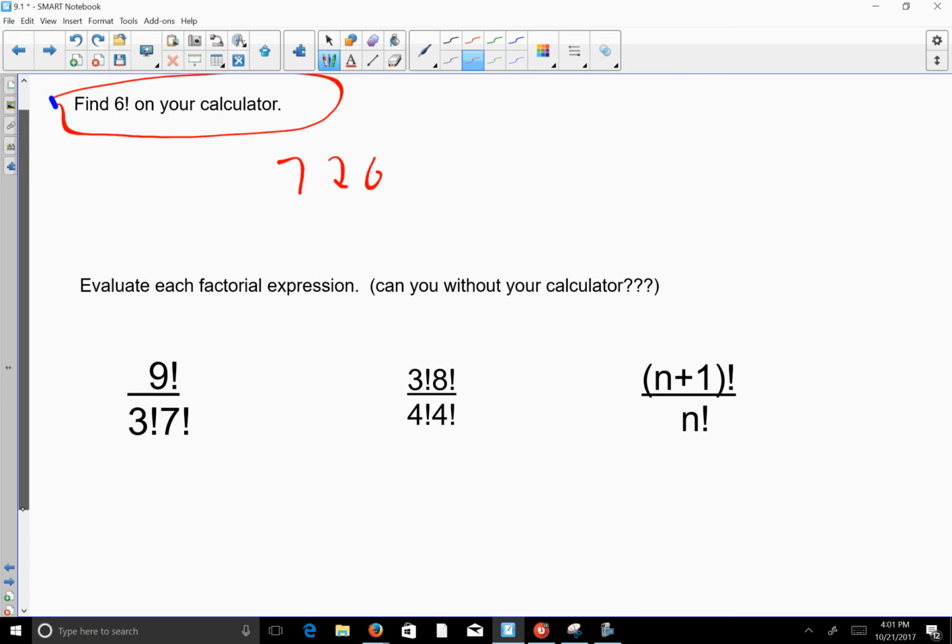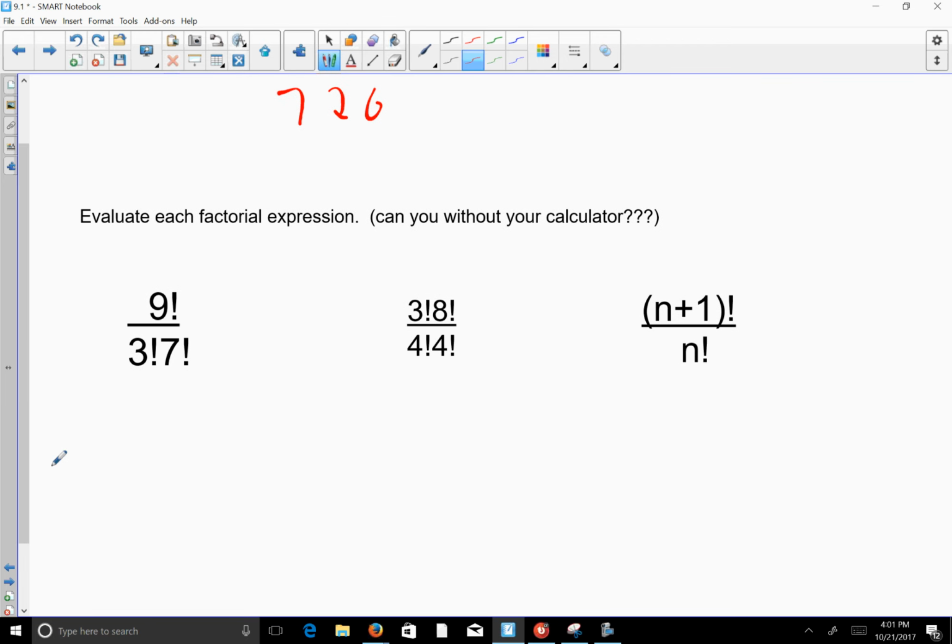Now some of these, before I pick up my calculator, you can do without your calculator. And yes, there will be one on the test or the quiz without your calculator. So don't ask. Now I told you.